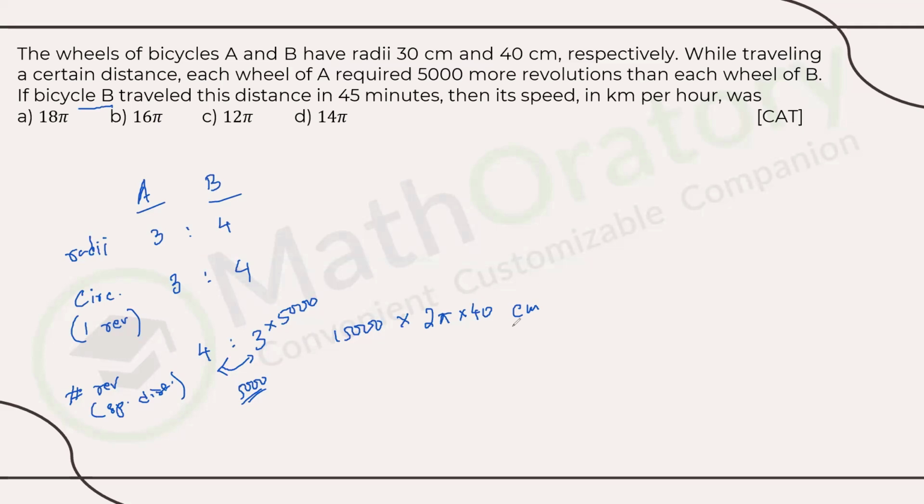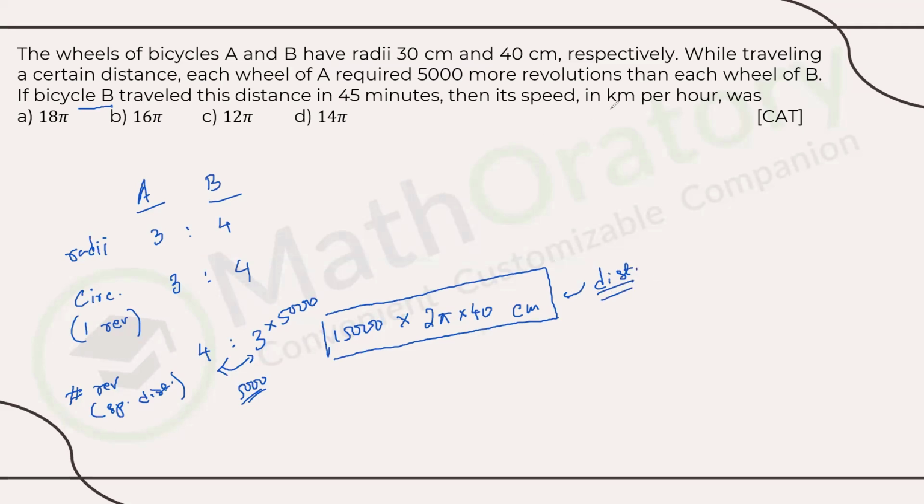Now, this is the distance that one tire of cycle B has covered. It is pretty obvious that whatever distance one tire of cycle B has covered, the cycle B itself has covered that much distance. Same distance. So this is the distance in centimeters.